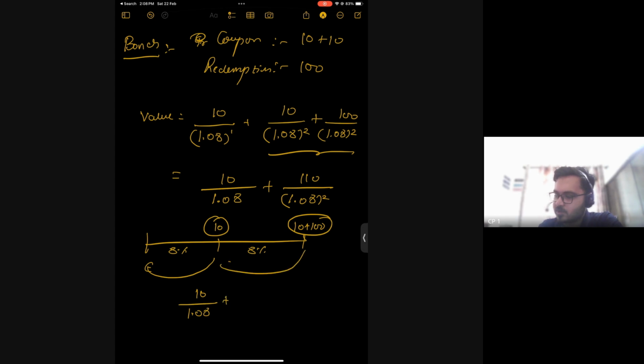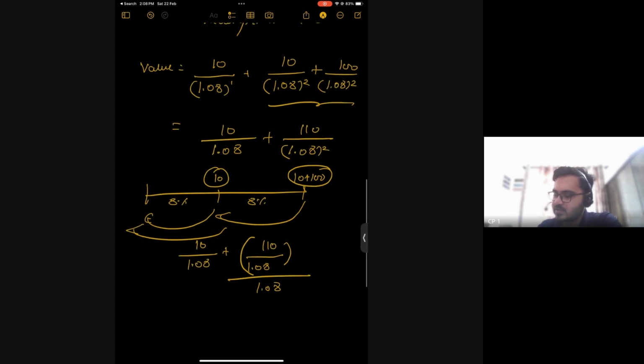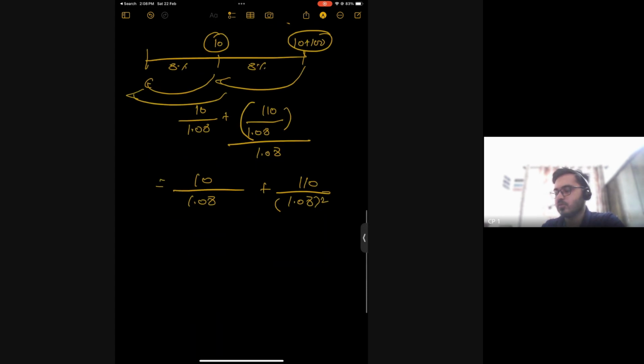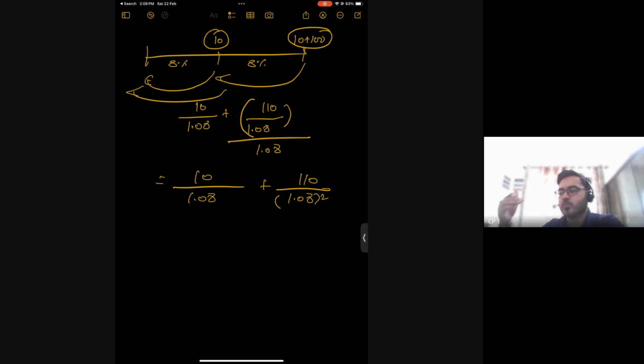And then I have to pull it back twice, from here to here and then here to here, which is 110 divided by 1.08, and then the factor again divided by 1.08. Which means nothing but the factor that I came to, which is 10 by 1.08 plus 110 divided by 1.08 whole square. So it's about what is the cash flow that you're getting at what point of time, and how many times you have to pull it back in order to get to your present value.